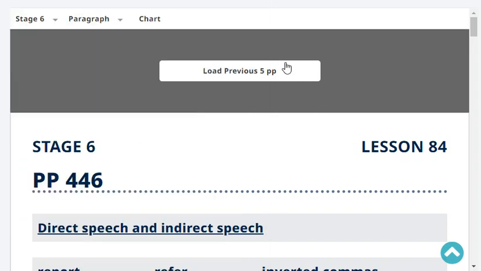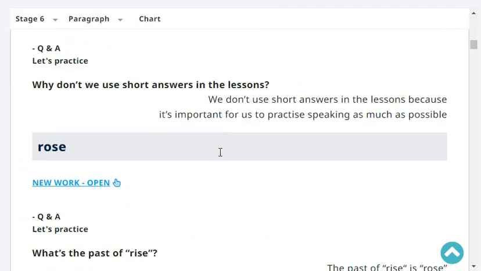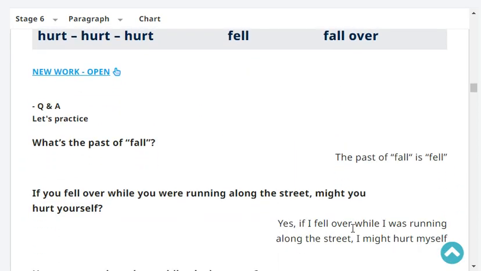Okay, so let's start with revision. Ready? Okay. Here we go. First question. What's the past of fall? The past of fall is fell. If you fell over while you were running along the street, would you hurt yourself? Yes. If I fell over while I was running along the street, I might hurt myself. Very good.